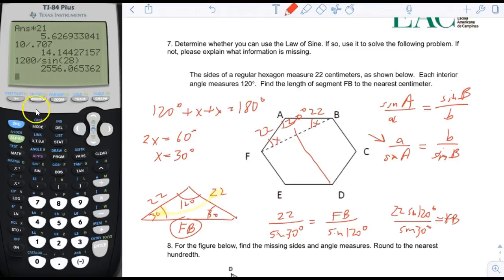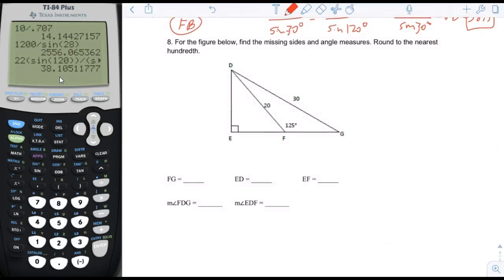Okay, so let's just multiply all this out on the calculator. We're going to have 22 times the sine of 120 degrees divided by the sine of 30 degrees. Okay, what do I get? I got 38.1. Okay? And that is correct, I think. Yeah, it is. Okay, so now we're going to go down to the last problem.